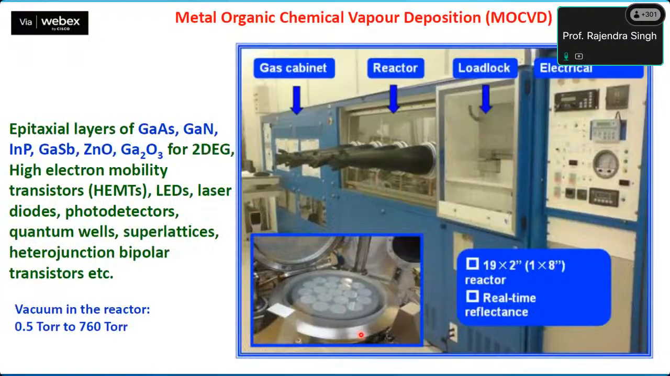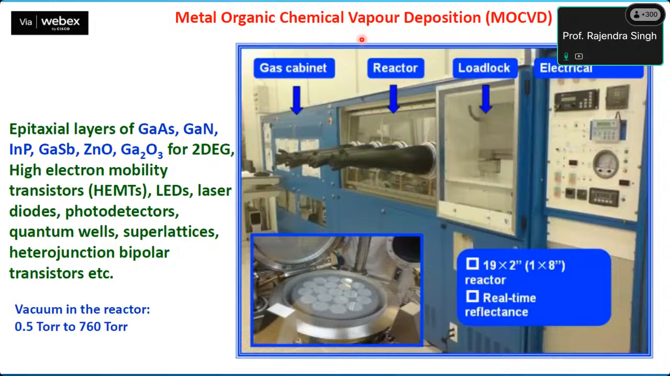So now I come to, let's say, the metallo-organic chemical vapor deposition, because this is another very important technique which is used, but it is different from the MBE. It is, as the name indicates, metal organic chemical vapor deposition. So MBE is a physical vapor deposition, and this is a chemical vapor deposition.